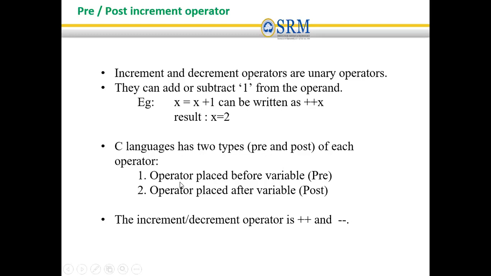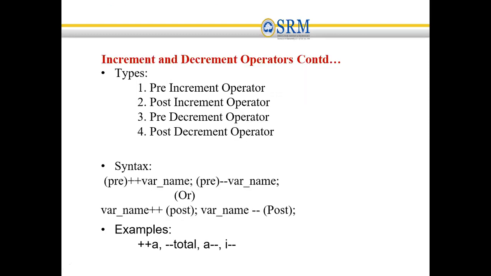The first one is the operator placed before the variable, or pre, and the second one, the operator placed after the variable, is post. Increment and decrement operators are plus plus and minus minus. There are four types of increment and decrement operators available in C language: pre-increment operator, post-increment operator, pre-decrement operator, and post-decrement operator.